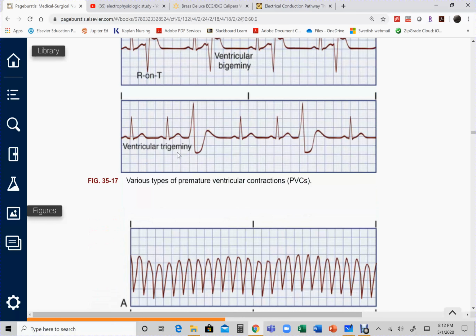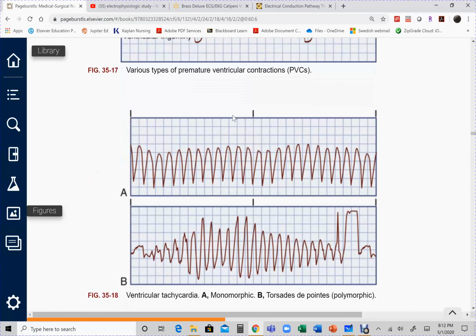And this one we call trigeminy because it occurs, you guessed it right, it's every third beat. So sinus, sinus, PVC, pause, sinus, sinus, PVC, pause, sinus, sinus, PVC, pause.